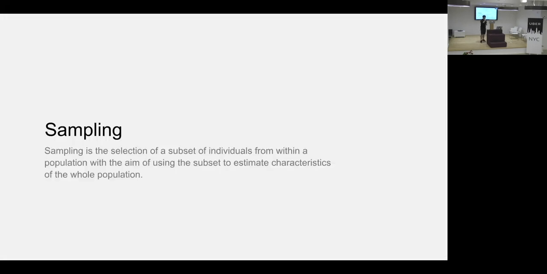So now that everyone's an expert in distributed tracing, we'll start talking about sampling. What is sampling? Sampling is just the selection of a subset of individuals from within a population, with the aim of using the subset to estimate the characteristics of the entire population. What does that mean in terms of distributed tracing? That means that we sample just a subset of traces, then use those traces to figure out the traffic patterns of the entire service diagram.